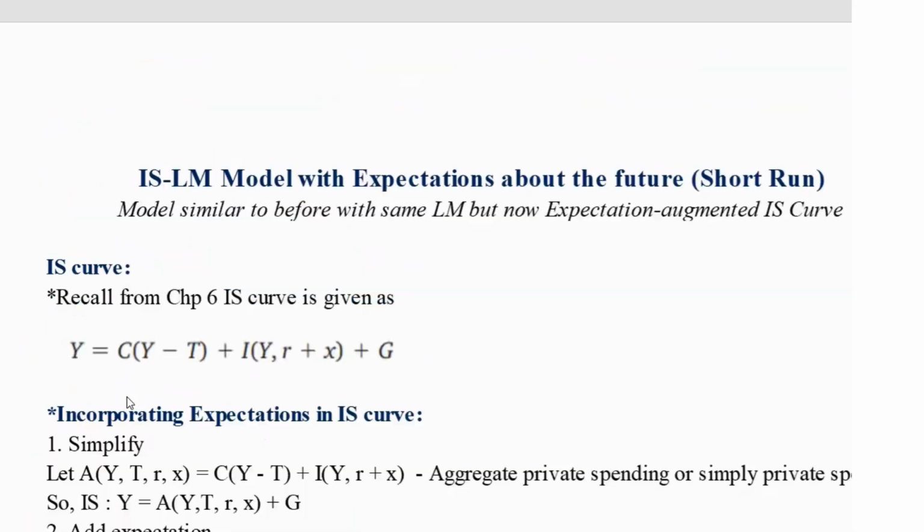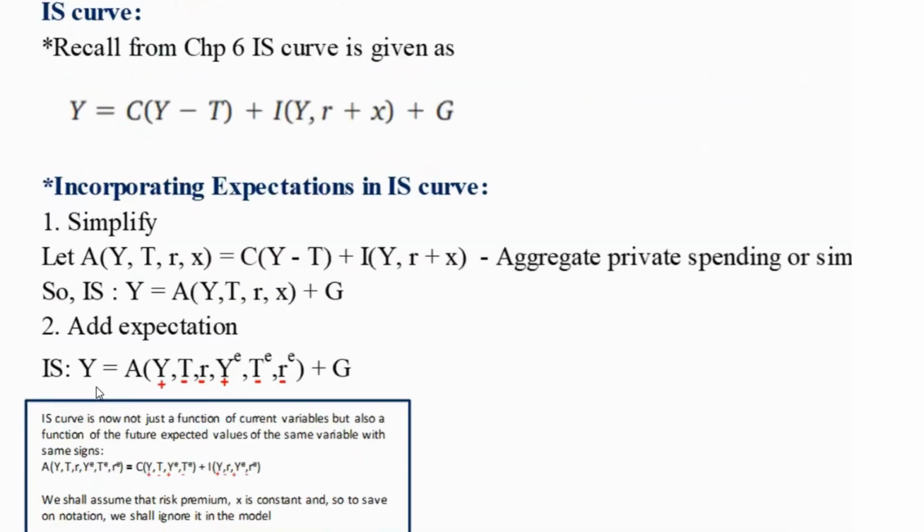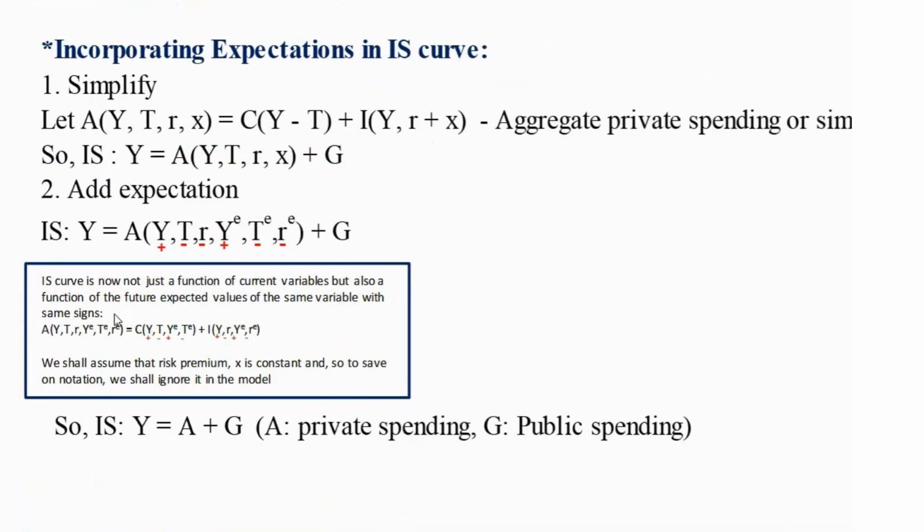So this is essentially what we have done over here. We're now writing private spending not just as a function of the current variables, Y over here, but also of the future expected values of the same variables with the same sign. Similarly, negative function of T, so we'll write it as a negative function of T^e. Negative function of R, so write it as a negative function of R^e.